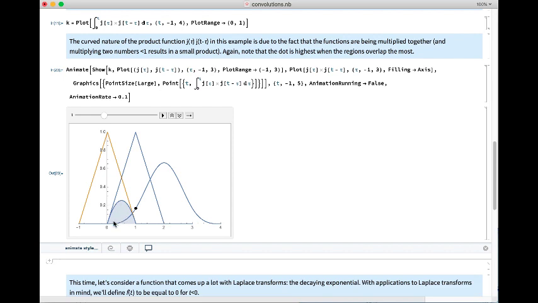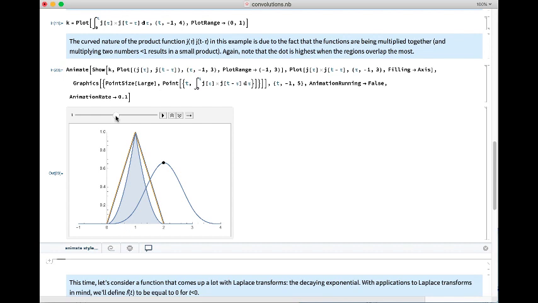So remember, the blue region here is the area of f times g, or rather f times the flip of g, the translated flip. When we start off here, the area of the blue region is very small, so the dot is very low. But as we overlap more and more, the dot rises, indicating that the area is getting bigger and bigger, and then boom, right here, that's the maximum overlap.